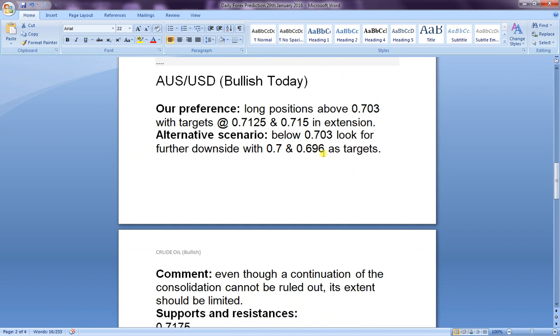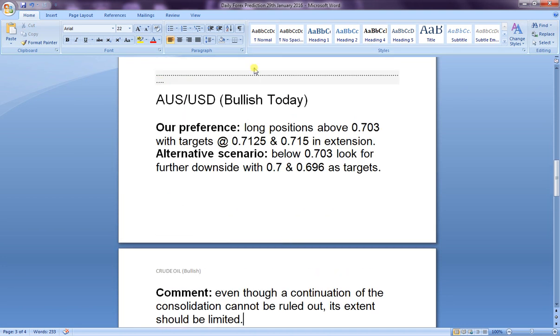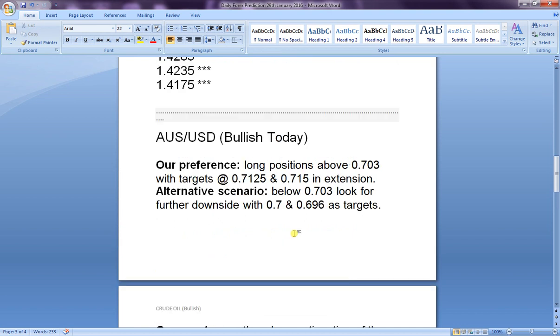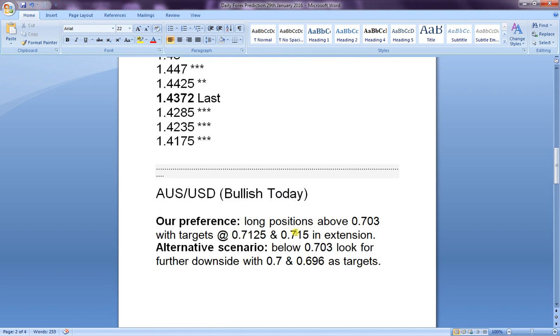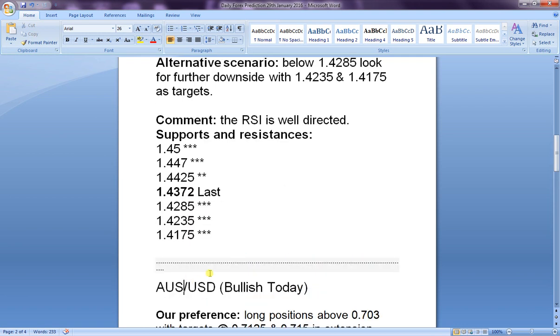Australian dollar will be bullish today, and take your long position above 0.703 and target 0.7125 and 15 in extension. Alright, so the comment there says: even though a continuation of the consolidation cannot be ruled out, its extent should be limited. So what does it mean? It means that it will be bullish today, but to a limited extent. So you cannot go very long in Australian dollar USD. So it's a good day to do some short trades and take quick profits on Australian dollar USD.